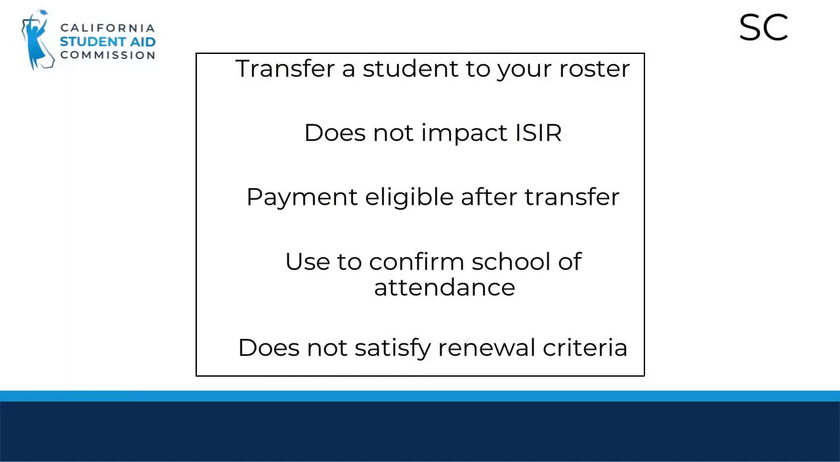SC, or school change. You will use the SC code to transfer a student who is actually at your campus to your roster. It is important to note that when a student is moved onto your roster using the SC code, this does not impact their ISER or Cal ISER data. So, if the student has not listed your school on their FAFSA or California DREAM Act application, they will also need to update their application so that the school will receive the ISER or Cal ISER data.